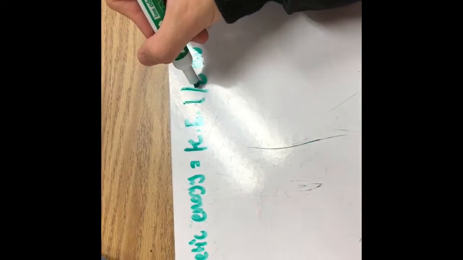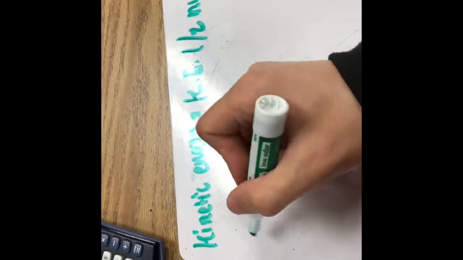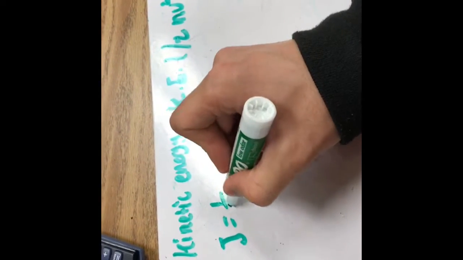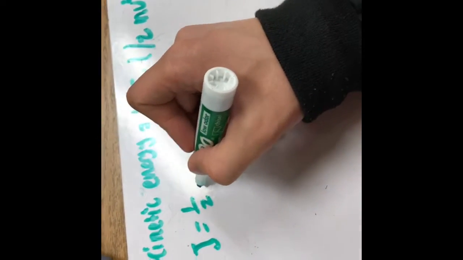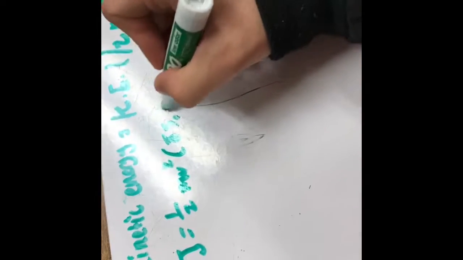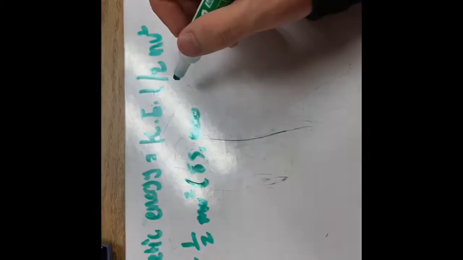For the kinetic energy, the formula is 1.5, and then mass times the velocity to the power of two. And the mass of the Boeing 737 is 85,000 kilograms. And the velocity of the Boeing 737 is 260.62 meters per second.